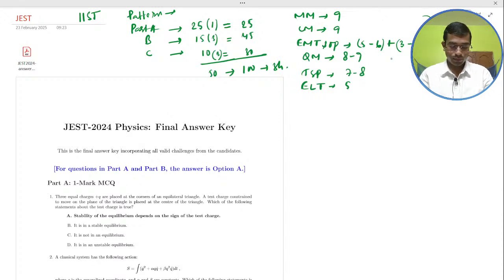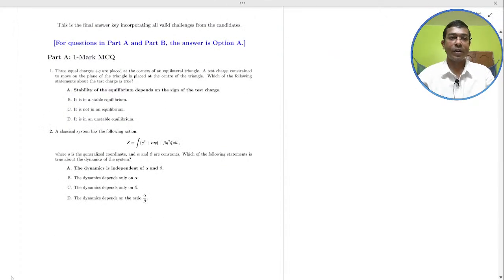So we now go through the JEST solution, the full paper. Okay, let's get started. The first question, a 1 mark MCQ. Three equal charges plus Q are placed at the corners of an equilateral triangle. A test charge, constrained to move on the plane of the triangle, is placed at the center of the triangle. Which of the following statements about the test charge is true? A, B, C, D, four options.